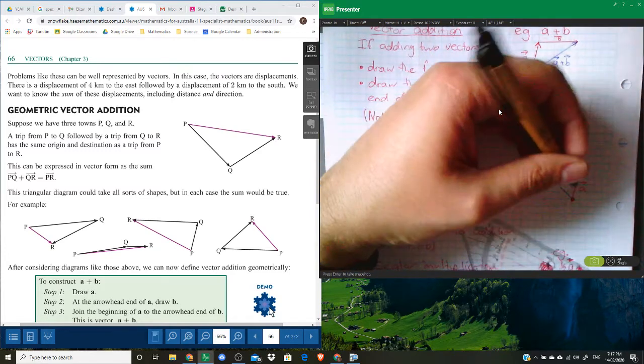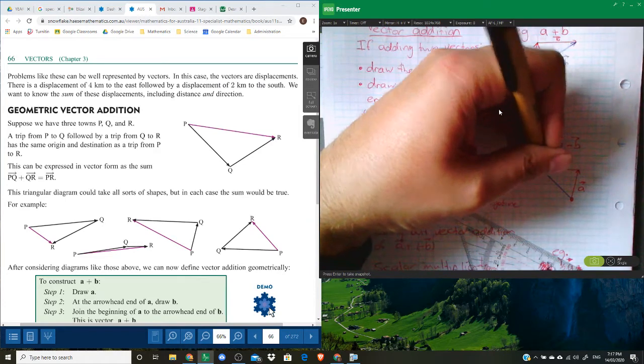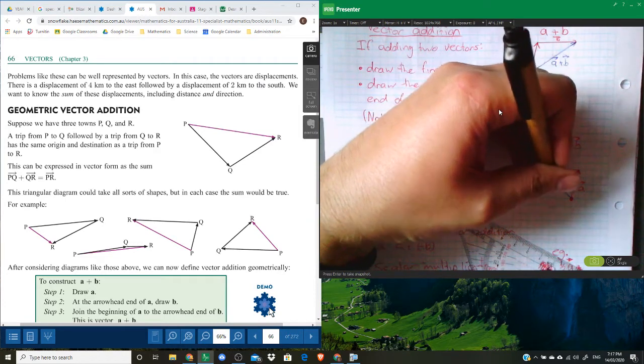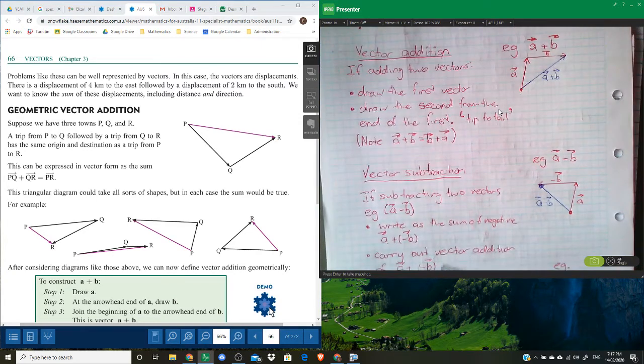goes from the start of the first to the end of the last, just like the other one. All right, so that is now A minus B, as such. And that's how you carry out vector subtraction in geometry.